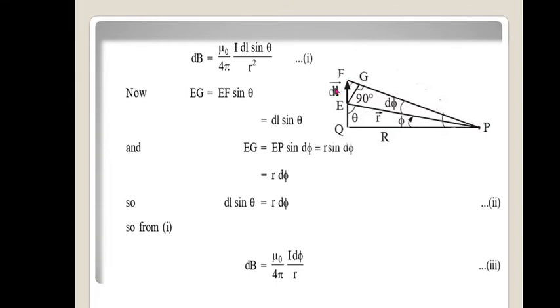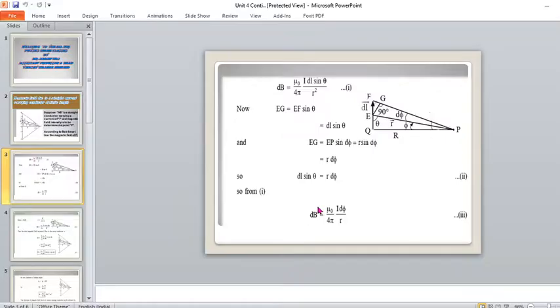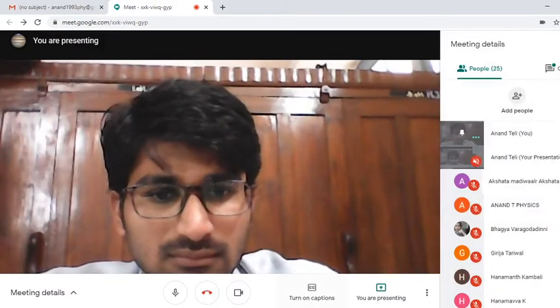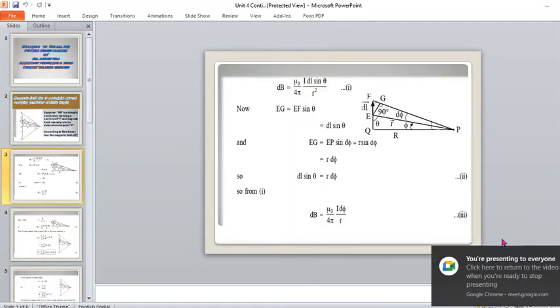So now we got two expressions from these two triangles, so I can equate these two equations. Ez is equal to dl sine theta, and Ez is equal to r d phi. So when we equate the two, simply we get dl sine theta is equal to r d phi. Okay, I understood this one. So now here we got this equation.